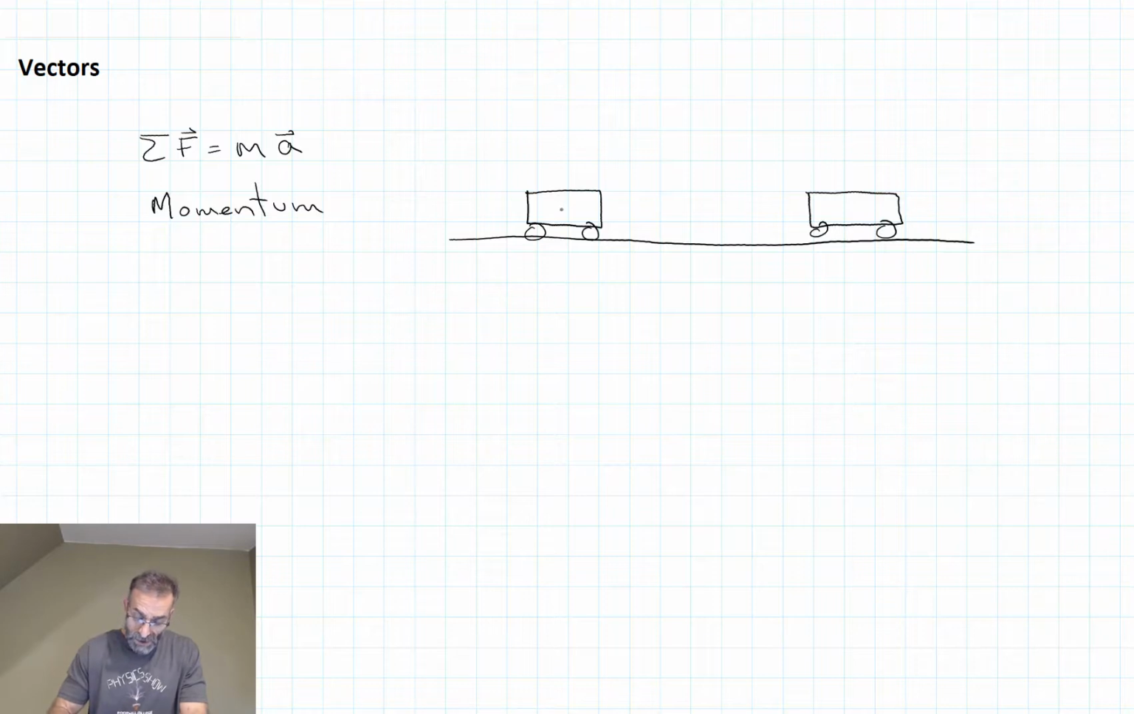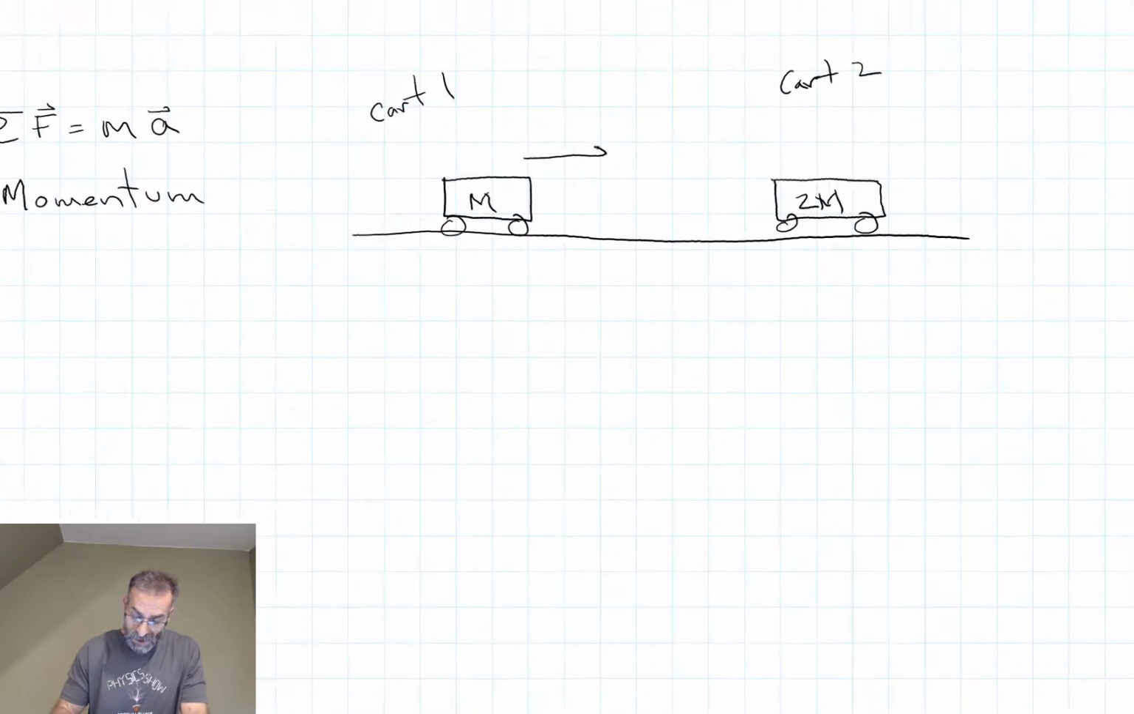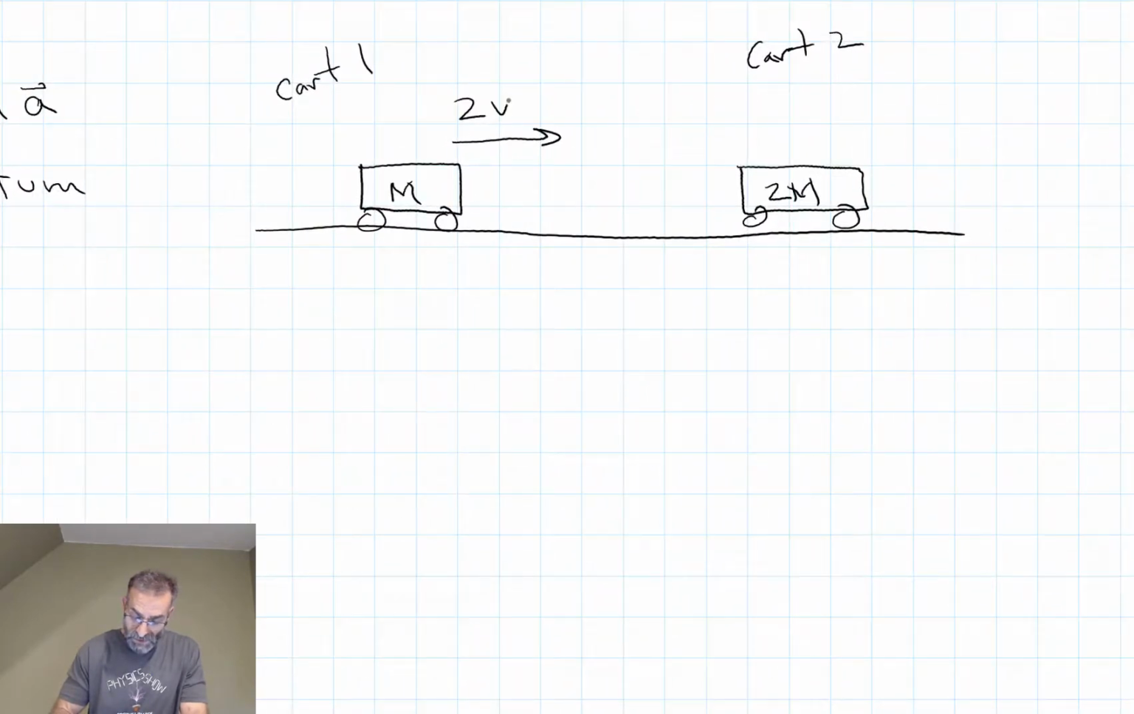And this will be cart 1, and this will be cart 2. Cart 1 has a mass of m, and cart 2 has a mass of 2m, twice as much. Cart 1 is moving to the right with speed 2v0. Cart 2 is moving to the left with speed v0. And we want to know what's going to happen when they collide together.